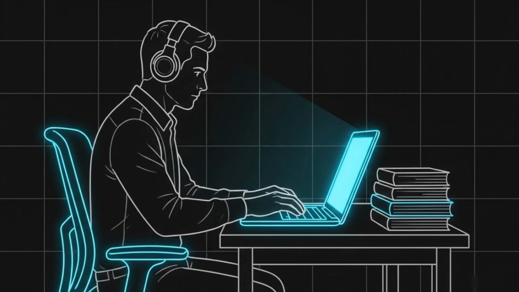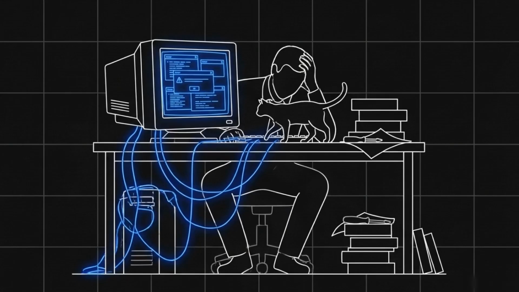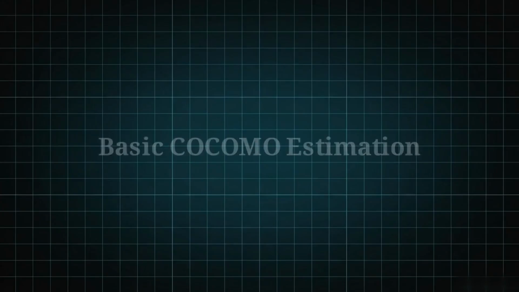Imagine two students given the exact same assignment. One is an experienced senior sitting in a quiet library with a fast laptop. The other is a beginner using a slow computer with constant interruptions. The assignment is identical, but the completion time won't be. Software development works the exact same way.